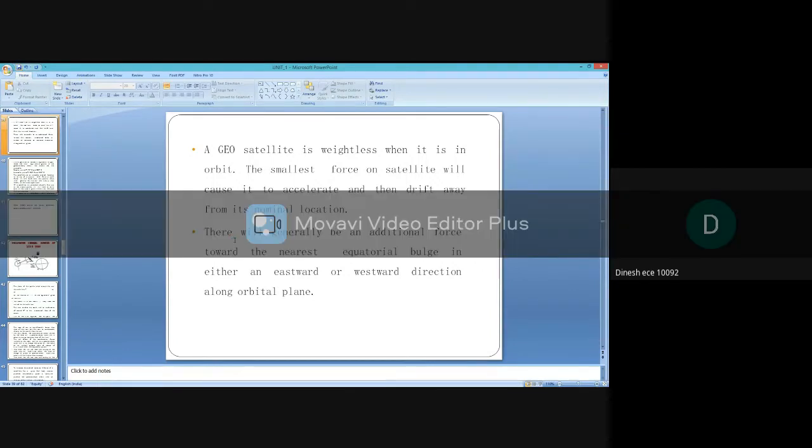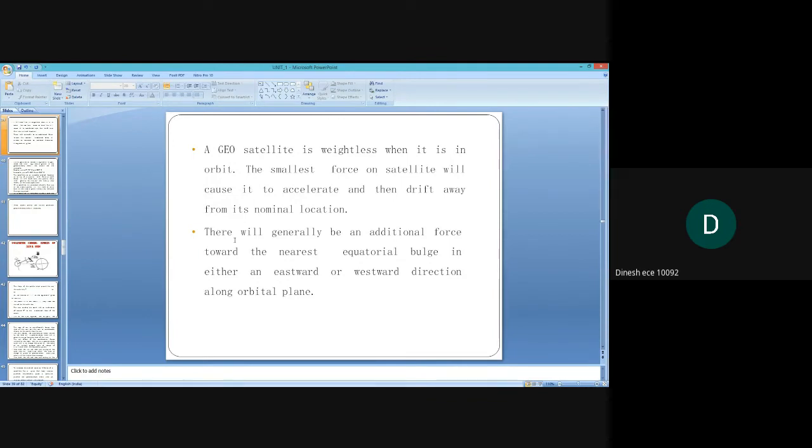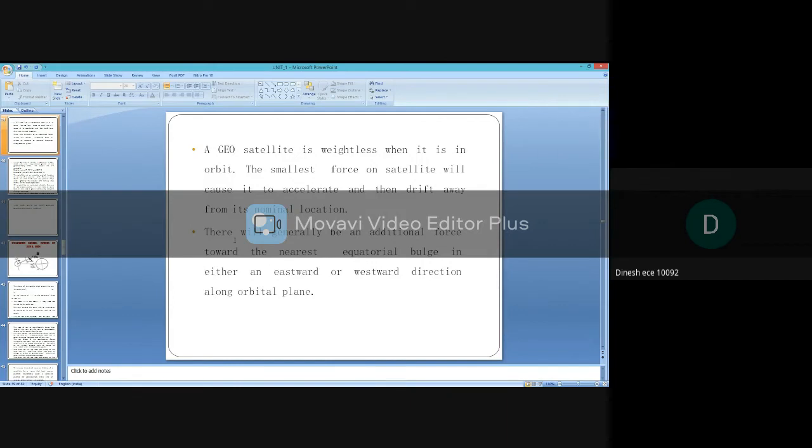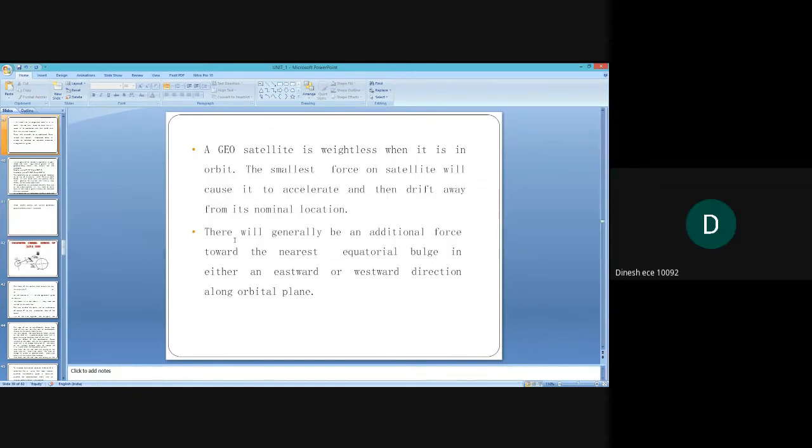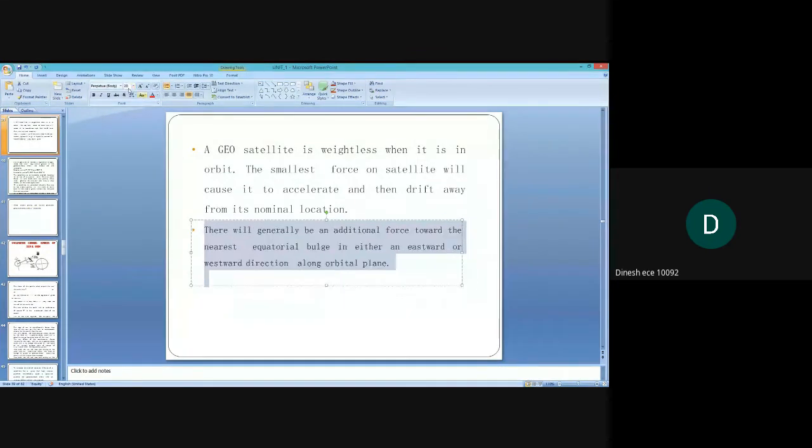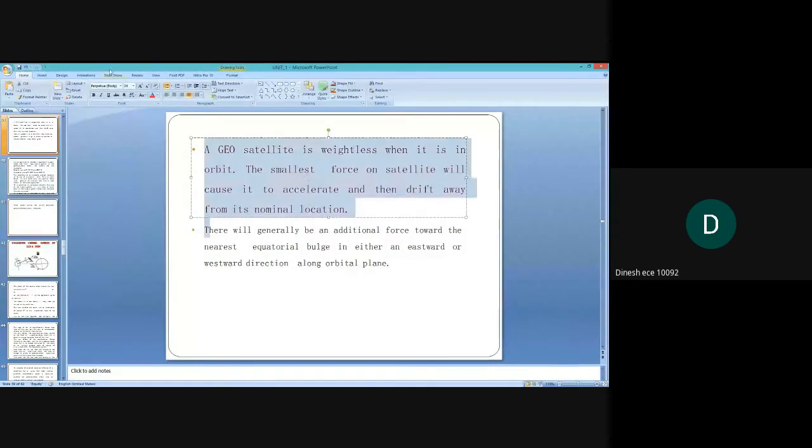So next is a geo satellite. It is weightless when it is in orbit, so the smallest force on the satellite will cause it to accelerate and then drift away from its nominal location. There will generally be an additional force near the equatorial bulge, either in an eastward or westward direction along the orbital plane.